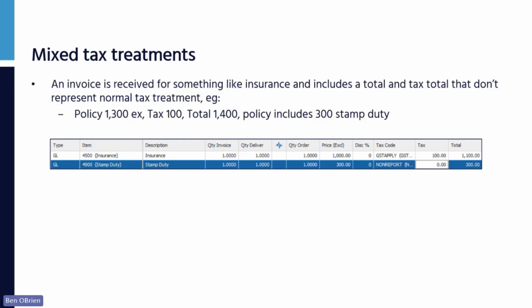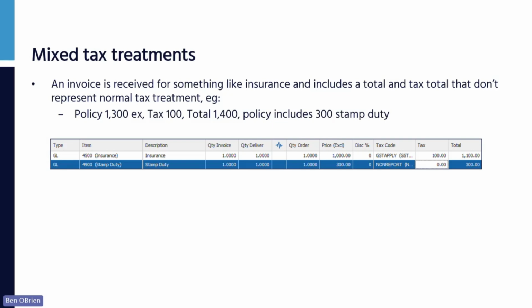It totals 1,400, but the tax is only 100. And again, apologies, Australia's got a nice easy 10% tax rate, so the maths is a little bit easier from an Australian perspective. Essentially, we have a component of the invoice that is subject to tax, and then we have this 300 stamp duty that isn't subject to tax. So that's in my list of non-reportable transactions. Again, it's a matter of splitting that into two lines.